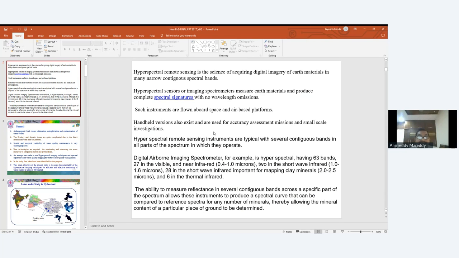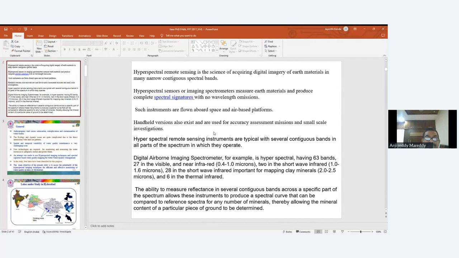Okay, no problem. Let us go through this slide so that we can revise the fundamentals of hyperspectral. Hyperspectral remote sensing is the science of acquiring digital imagery of earth materials in many narrow contiguous spectral bands. The hyperspectral sensors are imaging spectrometers that measure earth materials and produce complete spectral signatures with no wavelength omissions. There is a lot of difference between conventional electromagnetic remote sensing and hyperspectral remote sensing. In electromagnetic remote sensing, we talk about the visible region of the electromagnetic spectrum. In hyperspectral, within that wavelength region, we narrow down the range of wavelengths, and that is where hyperspectral remote sensing works.